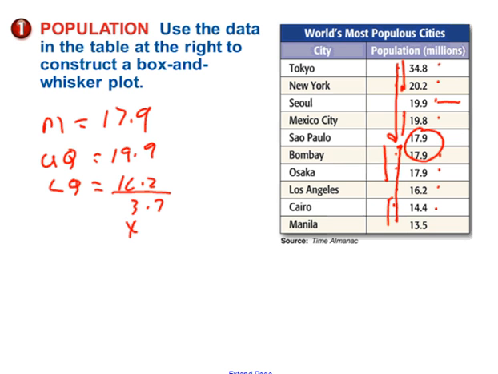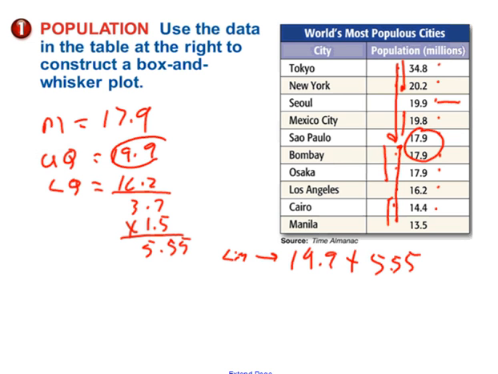I take that value and multiply it by 1.5 to find the limits for the extremes. 3.7 times 1.5 is 5.55. So the upper limit would be 19.9 plus 5.55, and it tells me my upper limit is 10.65. I'm sorry, it is 25.45. That's my upper limit.